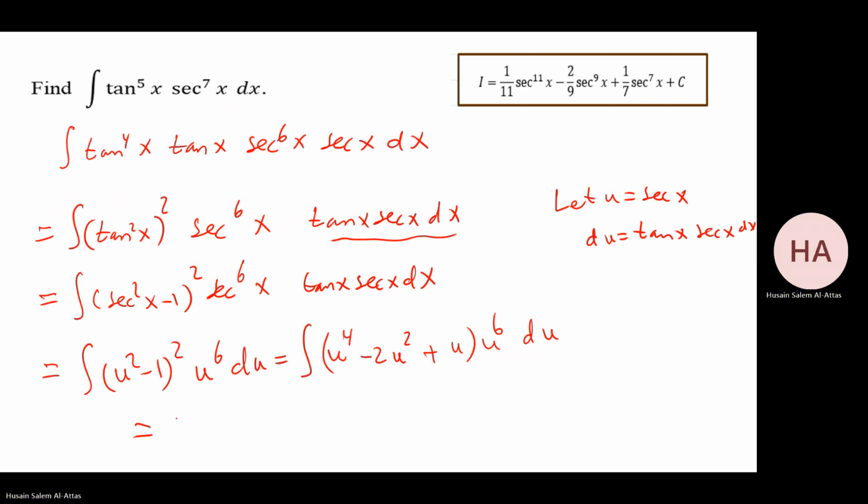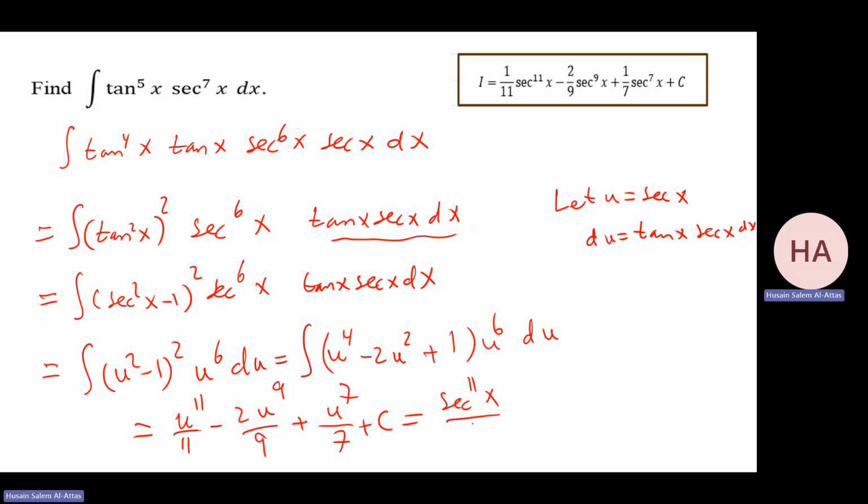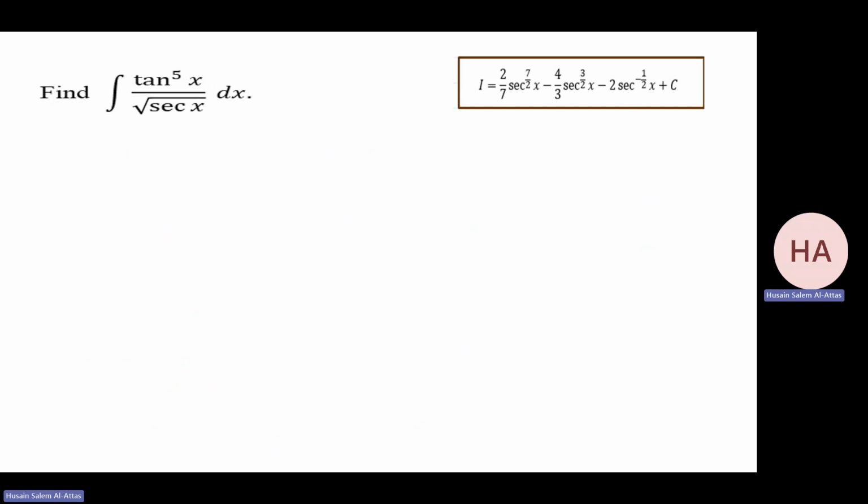What's the integral? It will be u¹¹/11 minus 2u⁸, so I add 1 and divide by that, u⁹/9, plus u⁶, that will be u⁷/7, plus c. I retain u, that will be secant¹¹/11 − 2 secant⁹/9 + secant⁷/7 + c, which is this one.